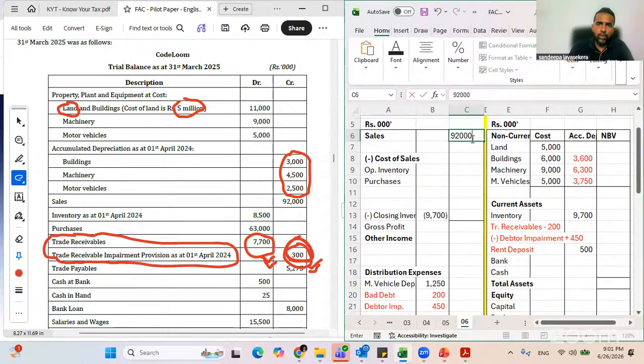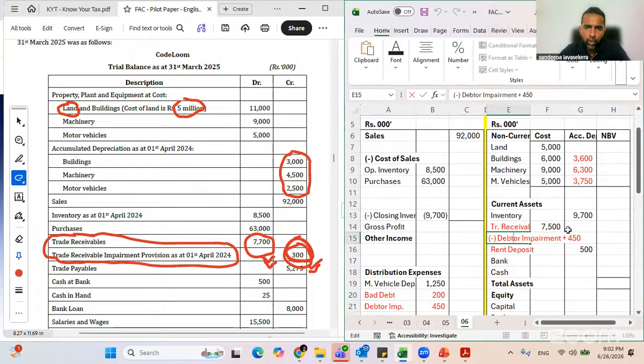Sales 92,000. Opening inventory 8,500. Purchases 63,000. Trade receivable 7,700. And there was a bad debt. So after bad debt 7,500. 7,700 minus 2.